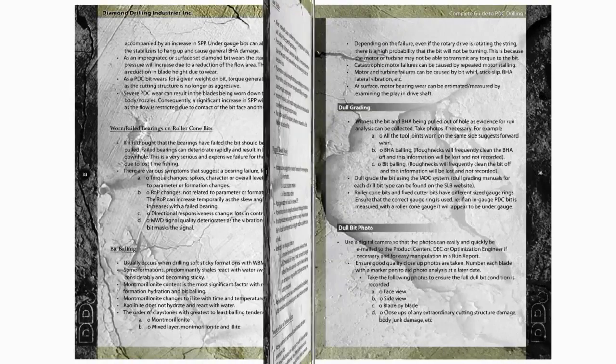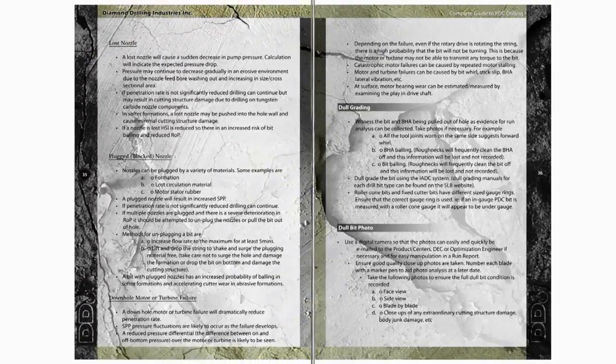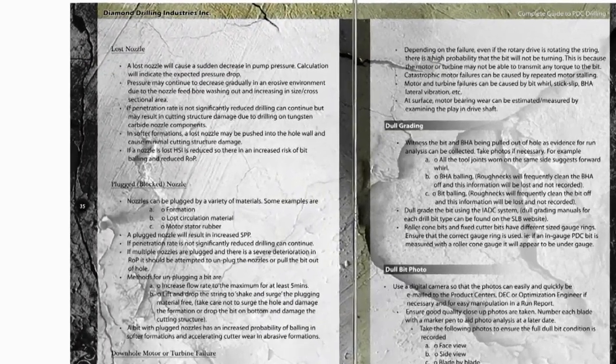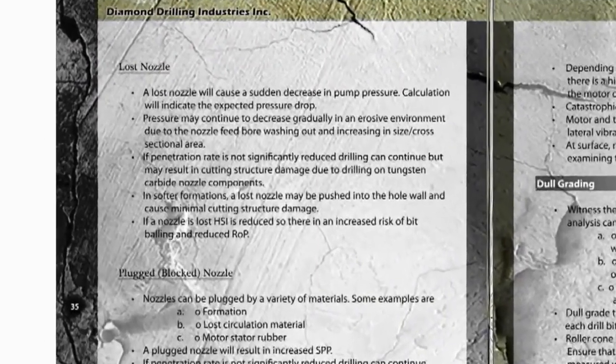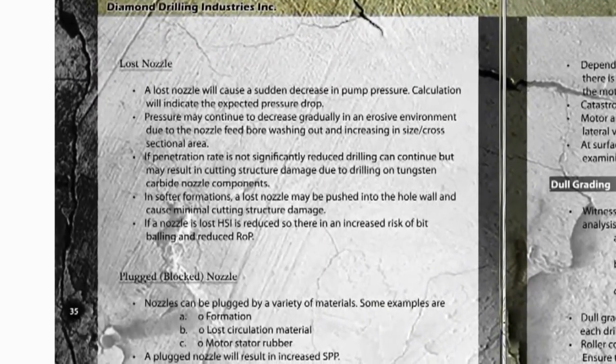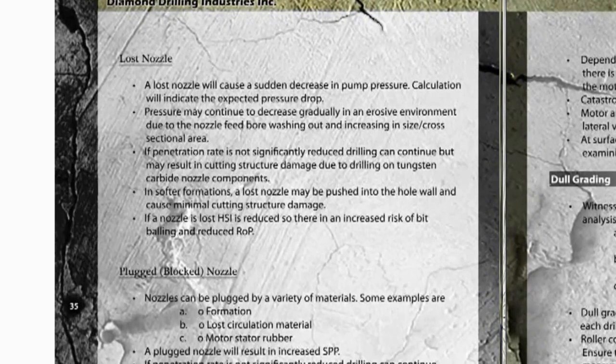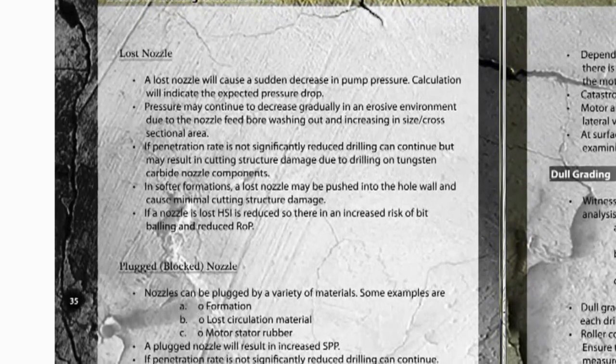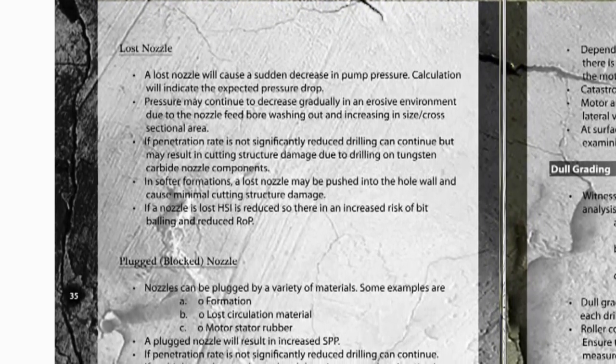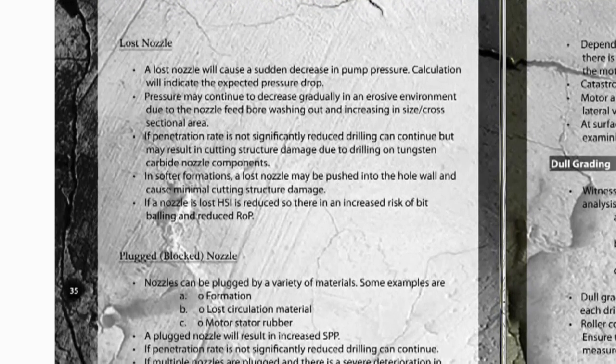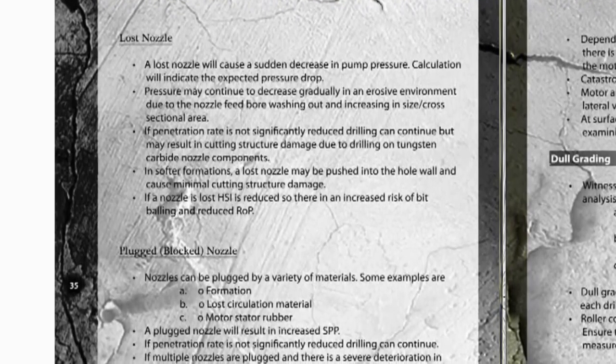Lost nozzle. A lost nozzle will cause a sudden decrease in pump pressure. Calculation will indicate the expected pressure drop. Pressure may continue to decrease gradually in an erosive environment due to the nozzle feed bore washing out and increasing in size or cross-sectional area.